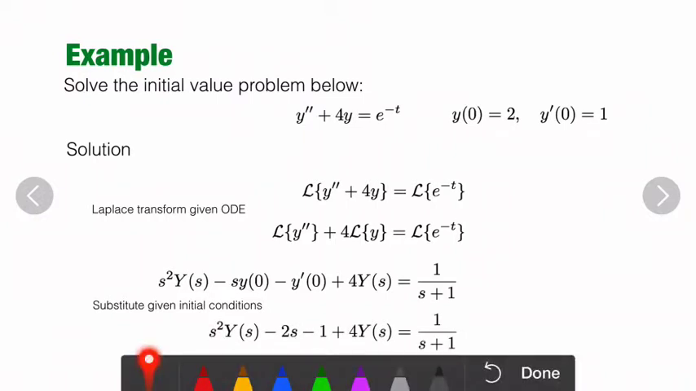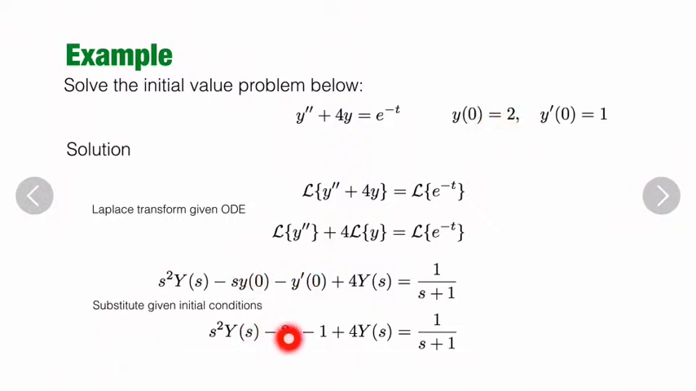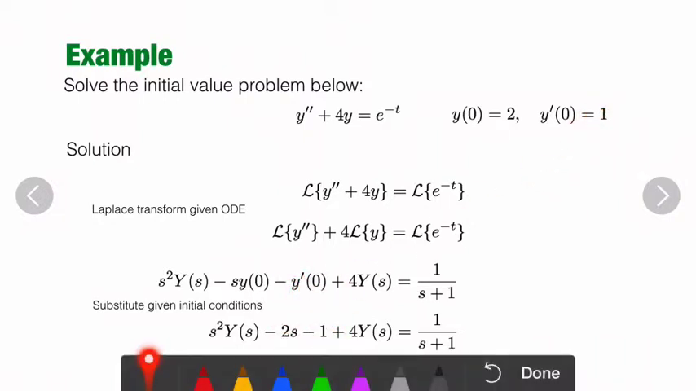So what is next? We just substitute y(0) equals 2, so I have this 2, and y'(0) is equal to 1, so that's why we have the 1 here.